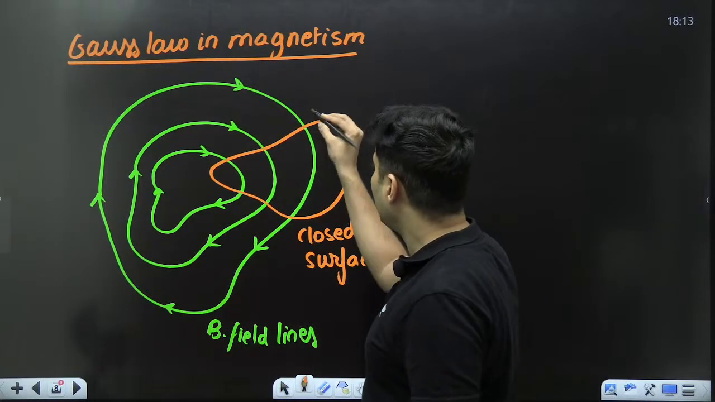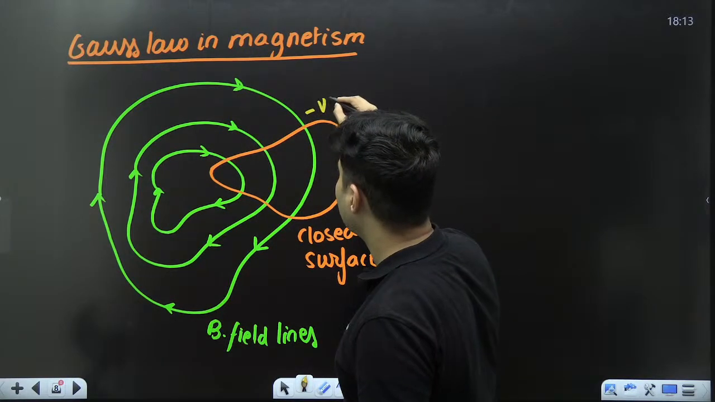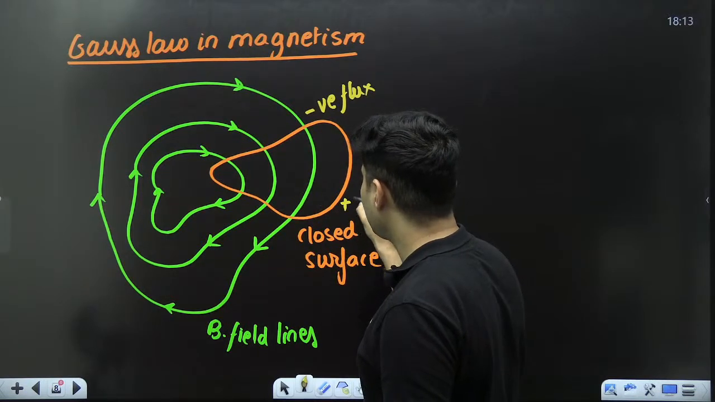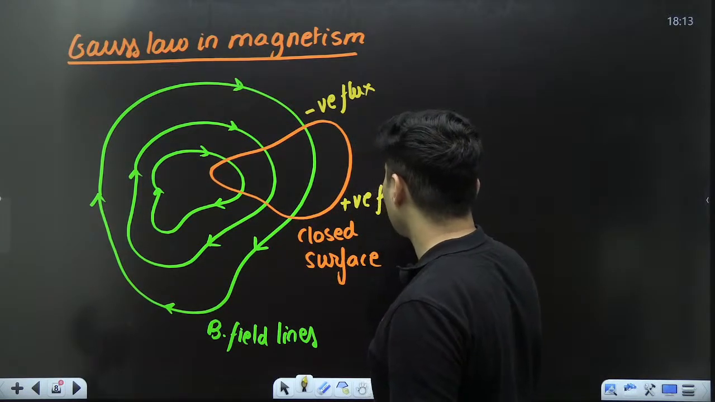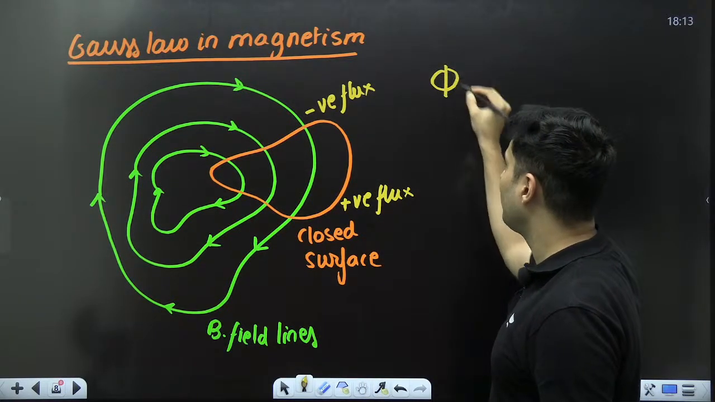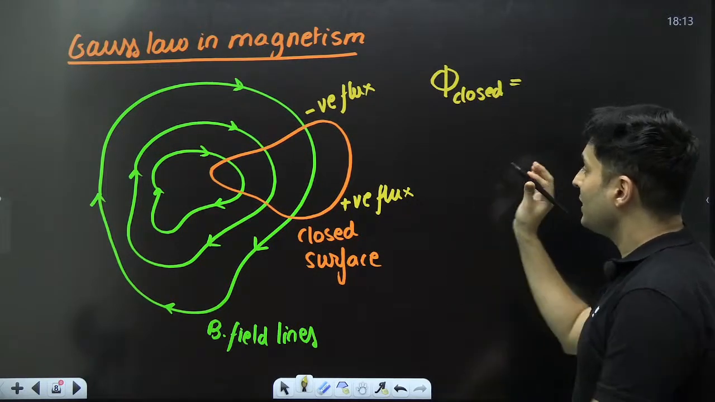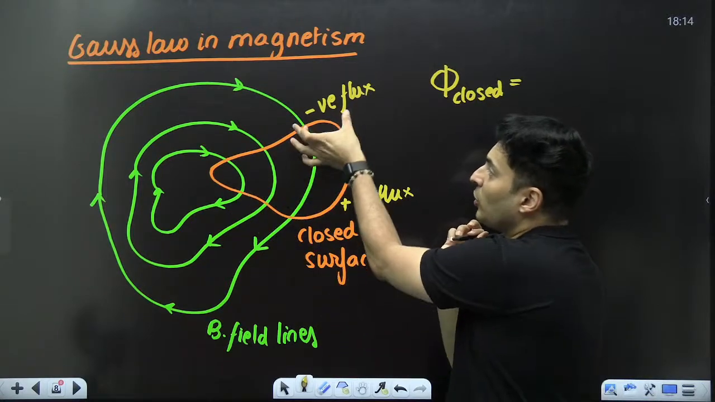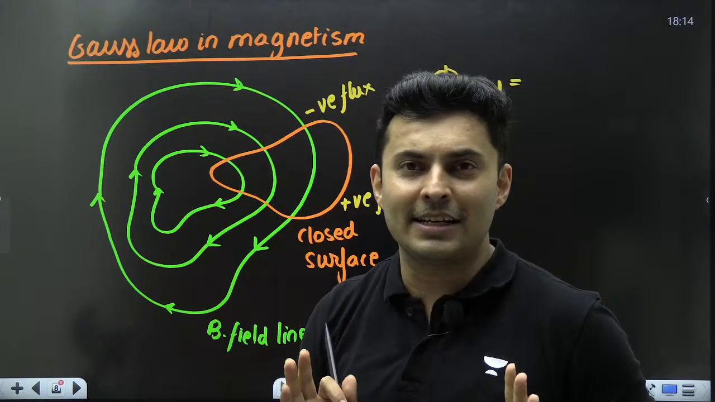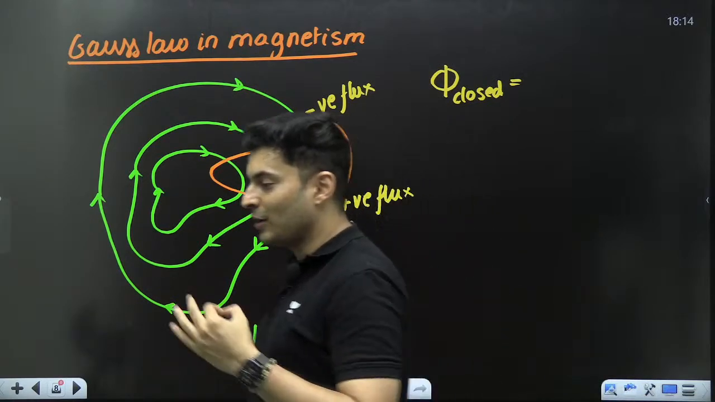So over here, I can clearly see that there are some field lines entering in. That means there is negative flux. You can also see some field lines are coming out. That means there is also positive flux. Can you guys think and tell me, if I ask you what is the total flux through that closed surface, there will be the contribution of the positive flux, contribution of the negative flux. Will they be same in magnitude and opposite in sign or not? Think about it.